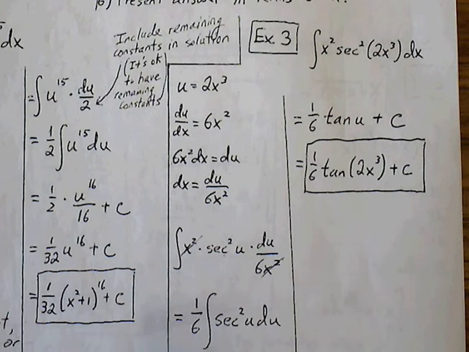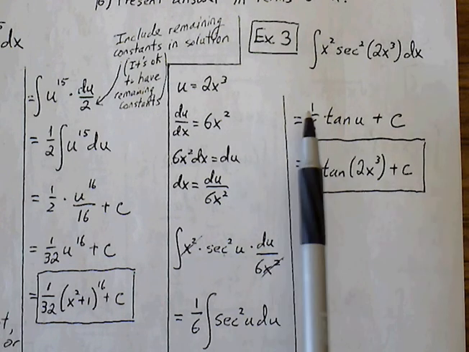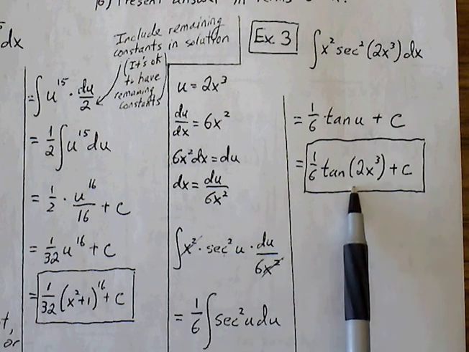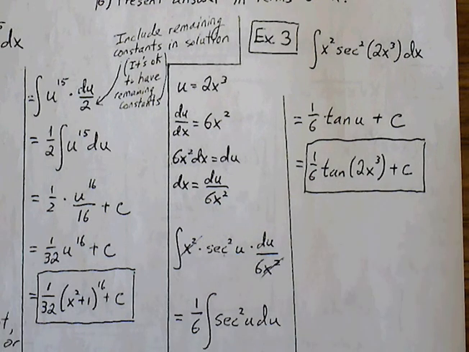So pull the 6 out as 1/6, so we simply have integral of secant squared u du. So we know the integral of secant squared is simply tangent of u. And then finally replace u back in terms of x. So 1/6 tangent 2x cubed.